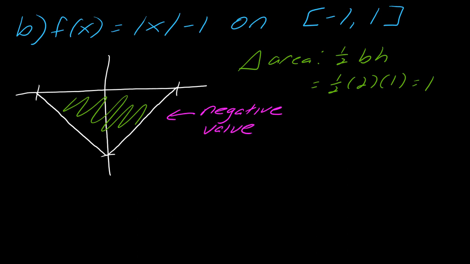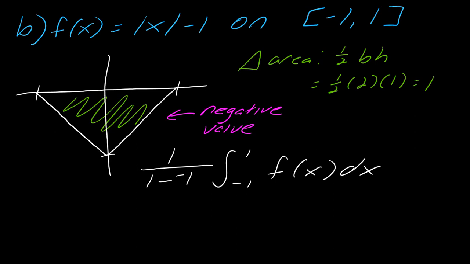Okay, so let's interpret this using our integration formula. I'm going to plug everything in. I've got 1 over 1 minus negative 1 times the definite integral from negative 1 to 1 of f of x dx. So this will be 1/2 times negative 1, because all of the values under this end up being negative. So you're still taking the area formula, but you've got to make it negative because all the values are negative. Multiply those together and you get negative 1/2 as your value.